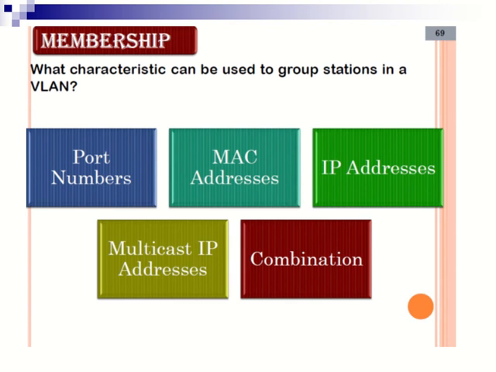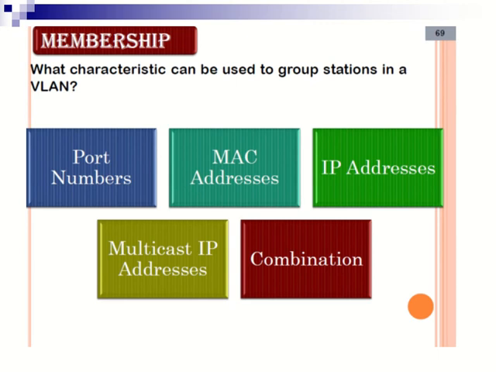Now we'll see what characteristics can be used to group stations in a VLAN. Depending upon the requirement, different vendors use different characteristics such as interface numbers, port numbers, MAC addresses, IP addresses, or IP multicast addresses, or a combination of these to form a particular virtual LAN group. As I said, one characteristic is the MAC address.